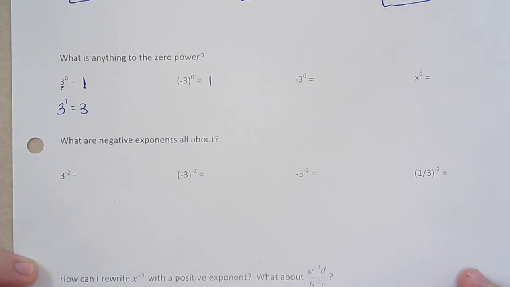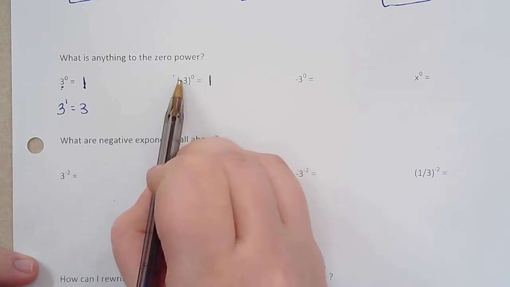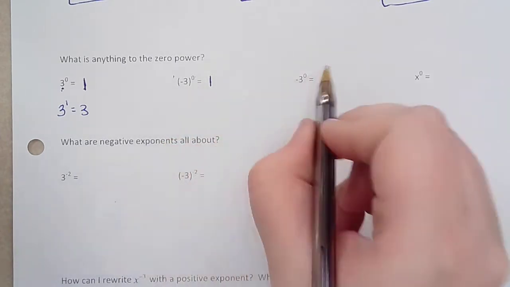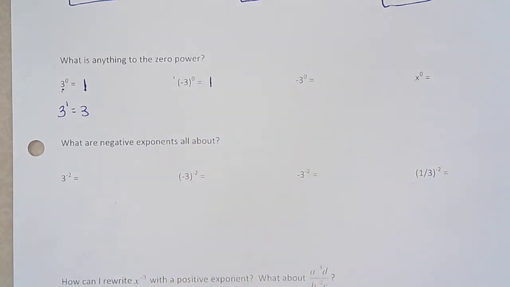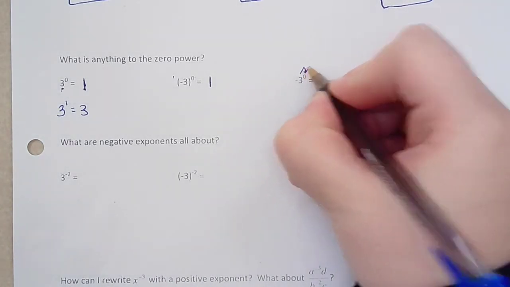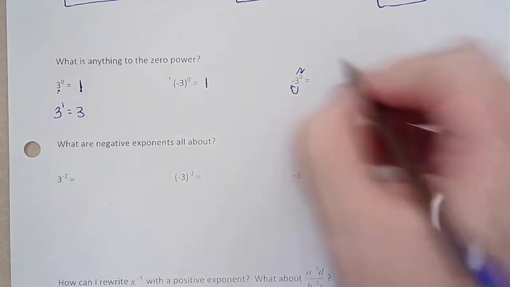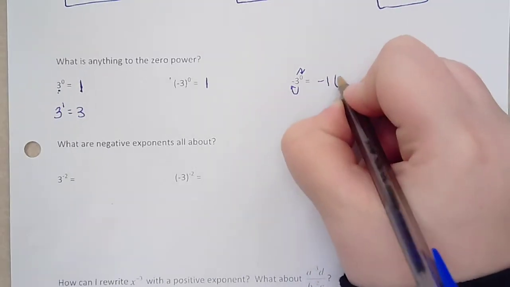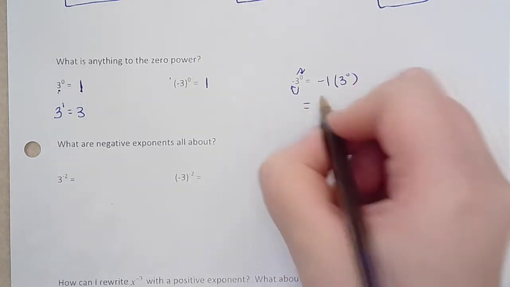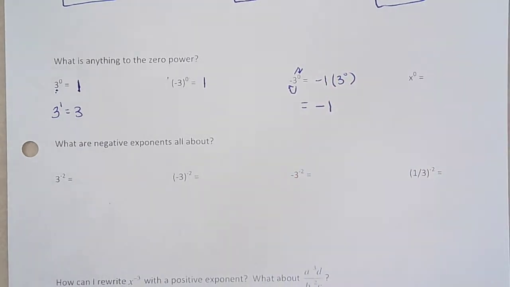Now here's where it gets a little tricky. This was in parentheses, so it said that we were taking the whole negative 3 number to the exponent of 0. But why is this one different? They look very similar, but only one of them has parentheses. Well, we have to remember what PEMDAS says. PEMDAS says I have to do the exponent first and then multiply my result by negative 1. So if I write my step out, that's going to look like this, 3 to the 0 times negative 1. And when we do that, we actually get negative 1 as our answer because 3 to the 0 is 1, times negative 1 is negative 1 overall.